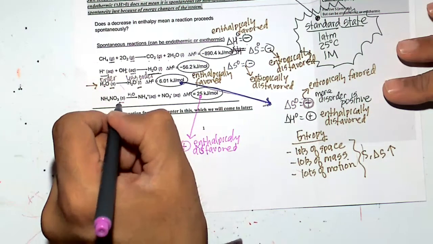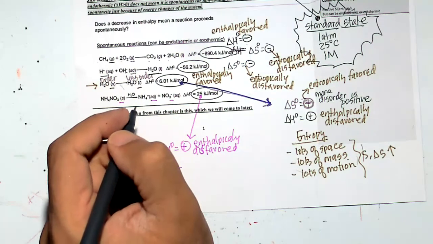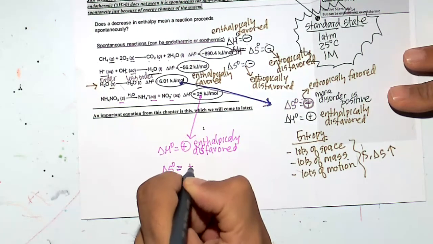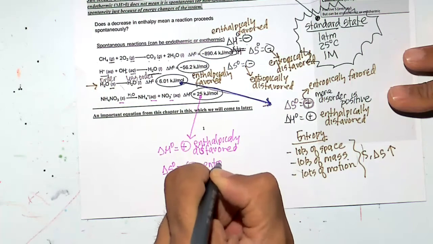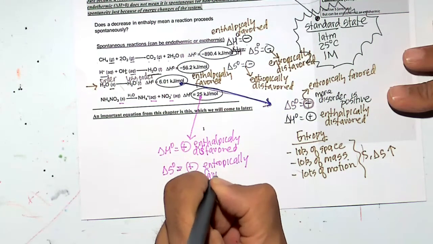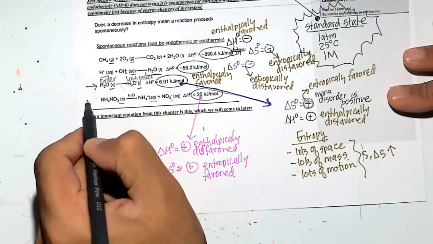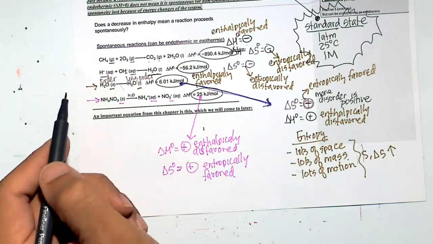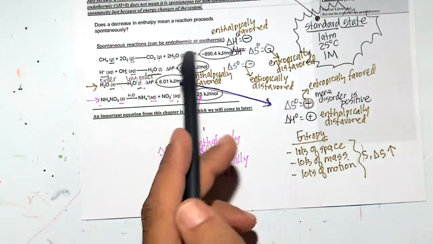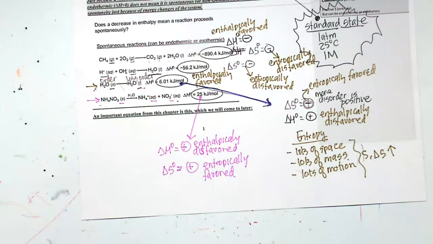What do you think, Hope? We've got one solid going to two aqueous. This time it's going to be positive. So I would call this entropically favored or disfavored? Favored. This is giving us more disorder. So both of these reactions are giving rise to more disorder. Just because all of them are negative or all of them are positive doesn't mean it's always like that. You can have positive and negatives.